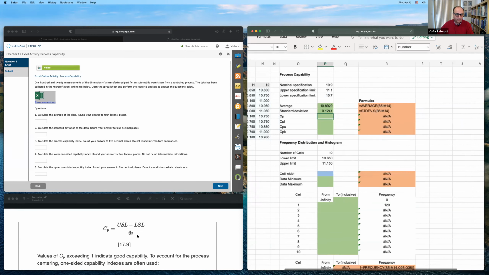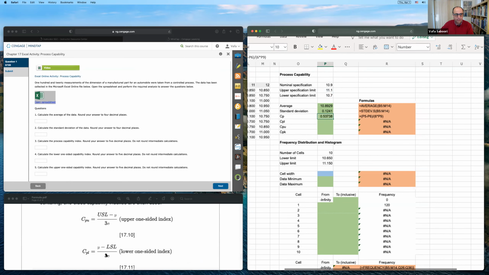Now, based on these, using this formula, I can go ahead and calculate CP first, okay? So my CP is USL minus LSL. My USL and LSL are given here. So I open parentheses, this is my USL and this is my LSL. This is my numerator, divided by 6 sigma, okay? 6 times my standard deviation, which I just calculated here. That gives me my CP. Again, you see my CP is really bad. It is less than 1. It's pretty low, okay? Then I can go ahead and calculate CPL and CPU.